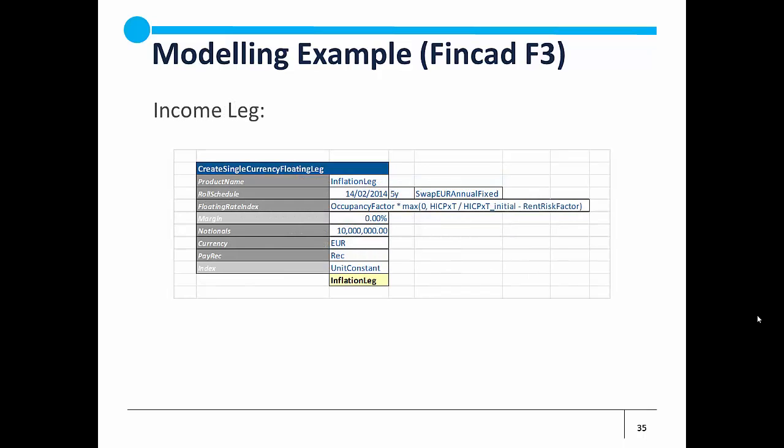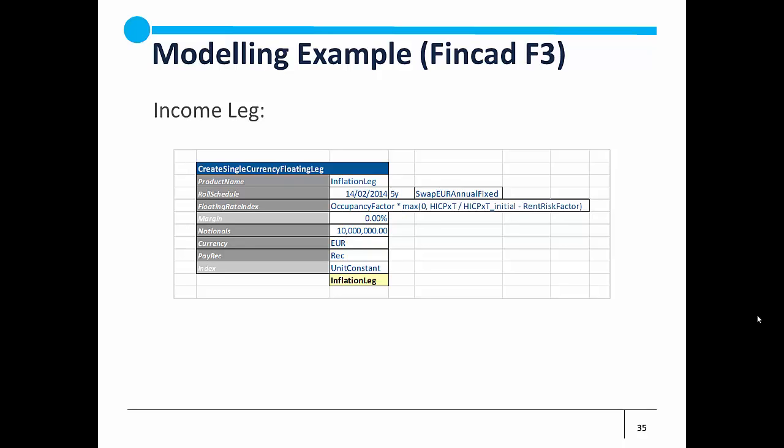Then we have our income leg. The income leg again starts from the outset here, it goes on for 5 years and it happens annually. So what does this do? Well, without going into detail, inside we have these increases linked to increase in HSCPXT. Then from that we subtract rent risk factor.